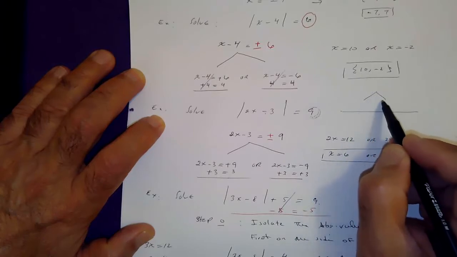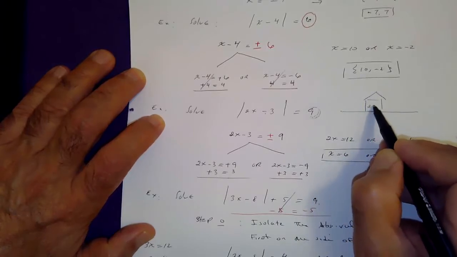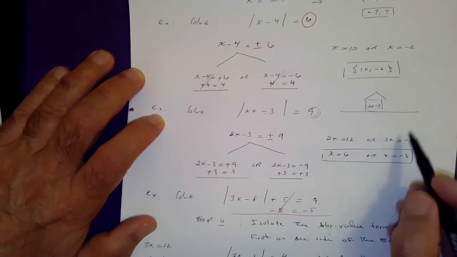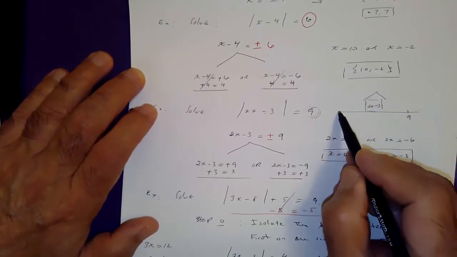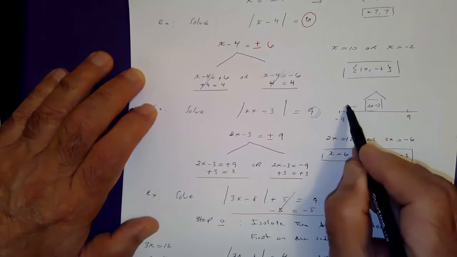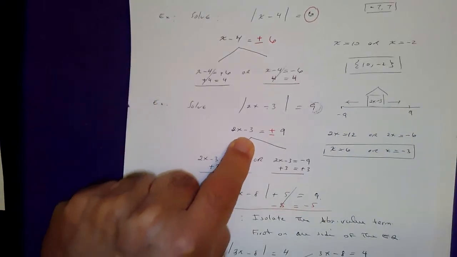Suppose this is your house. Suppose the owner of the house is 2x minus 3. He or she can walk 9 miles to the right side of the house and 9 miles to the left side of the house. So that's basically what this equation is all about.